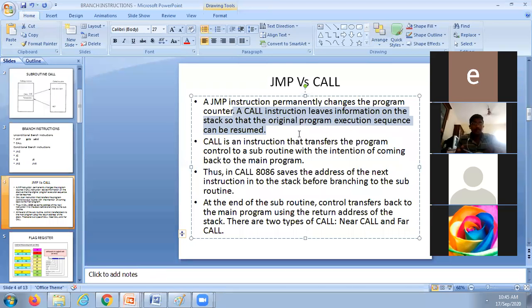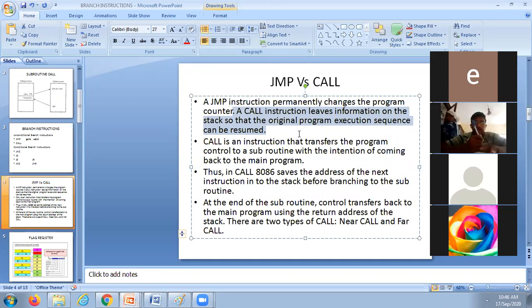So how does it leave the information on the stack? By using what instruction? Push. By using the push operation.